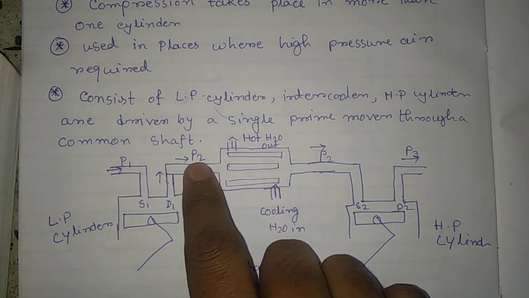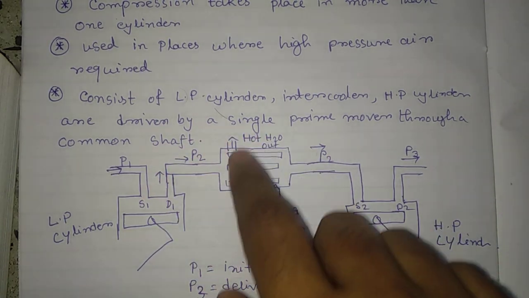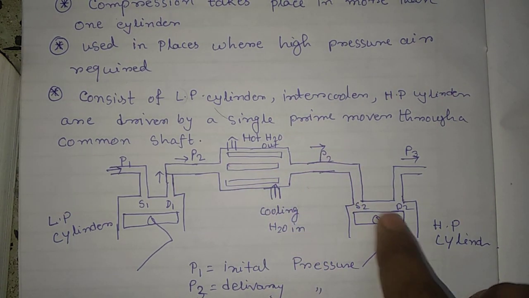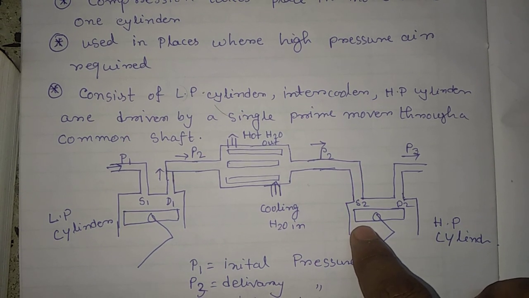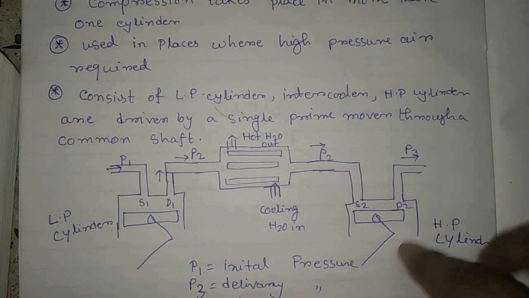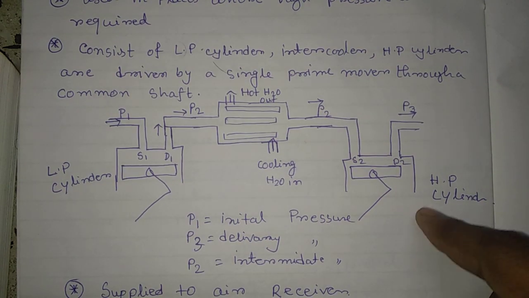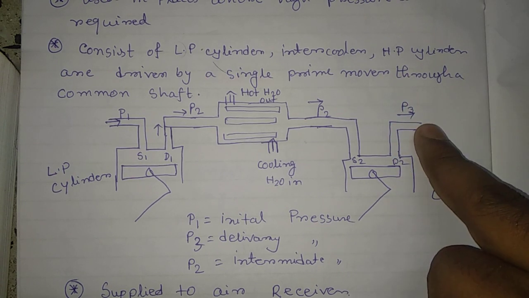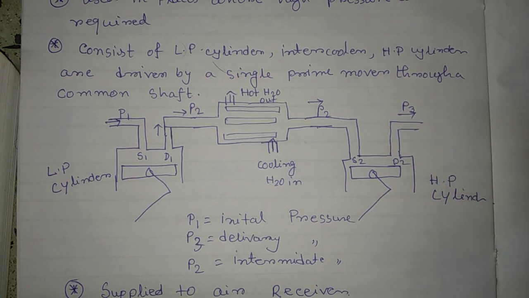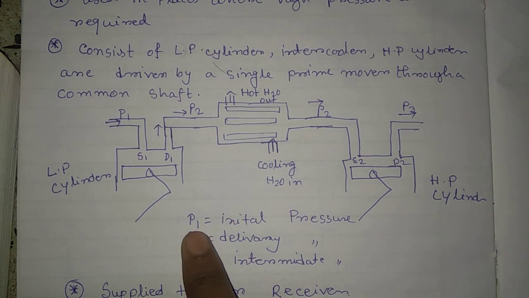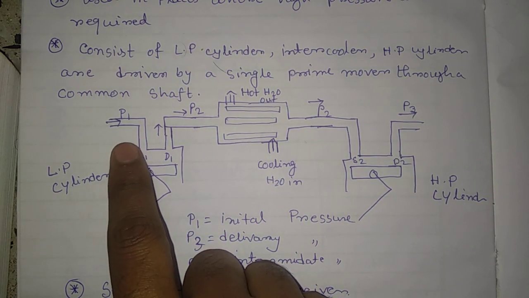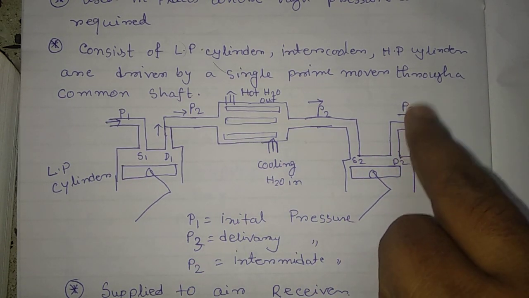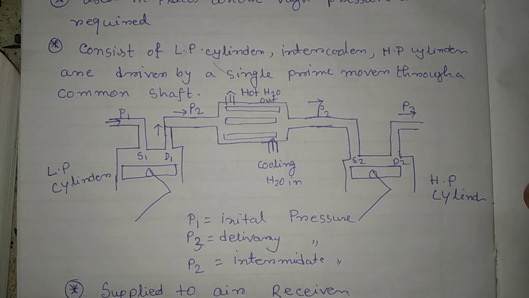Now the air is introduced into the intercooler, and then into the high pressure cylinder. That pressure will be at the suction portion of the air compressor. Now in the piston cylinder assembly, the piston moves up and down, through which the final delivery pressure, indicated as P3, is delivered to your air receiver. As the name suggests, P1 is your initial suction pressure, and P3 is your delivery pressure, which is received by the air receiver.